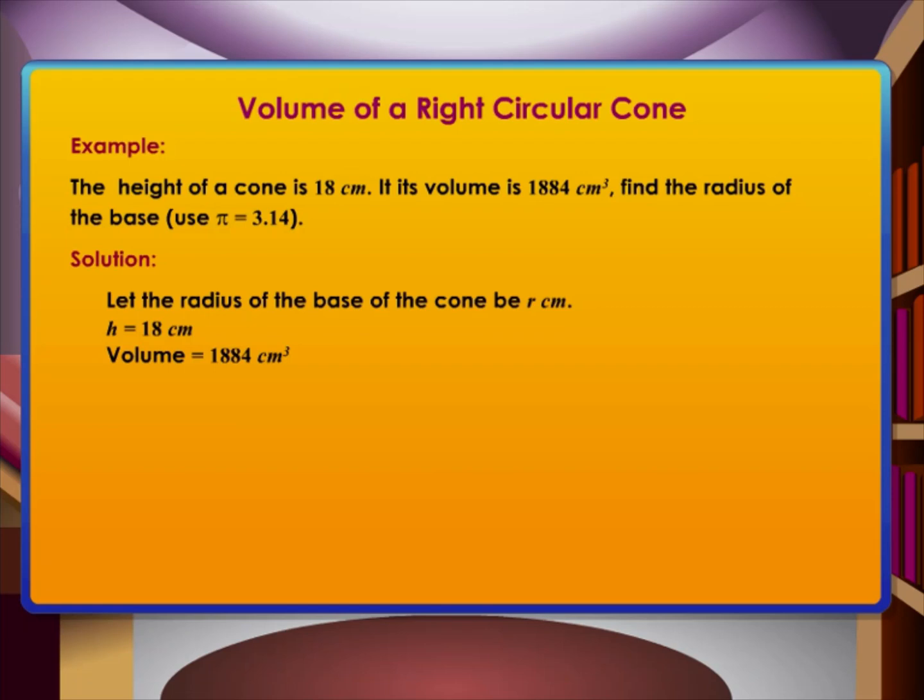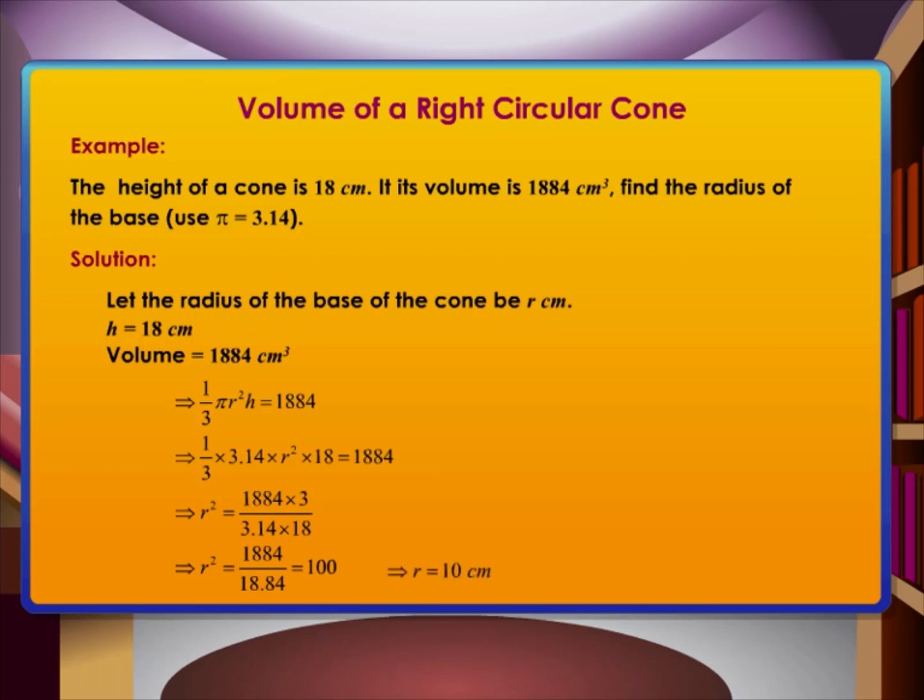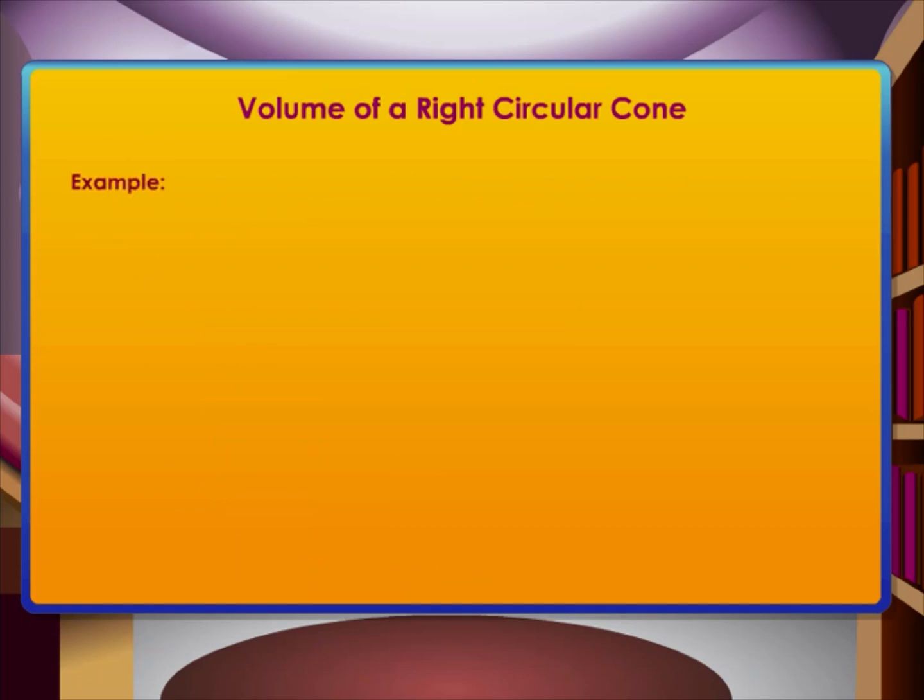1884 cubic centimeters. This implies 1/3 pi r squared h is equal to 1884. Here, substitute the value of pi and h, then simplify. We get r squared is equal to 100. Therefore, r is equal to 10 centimeters. Let's see one more example.